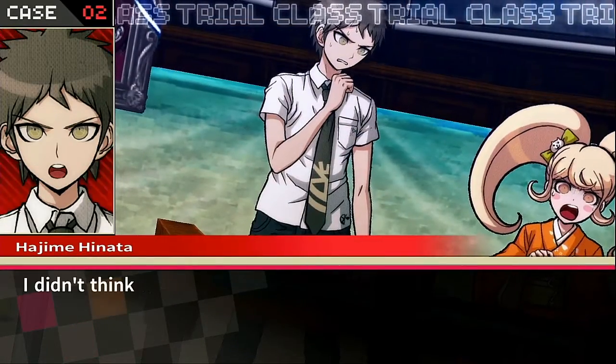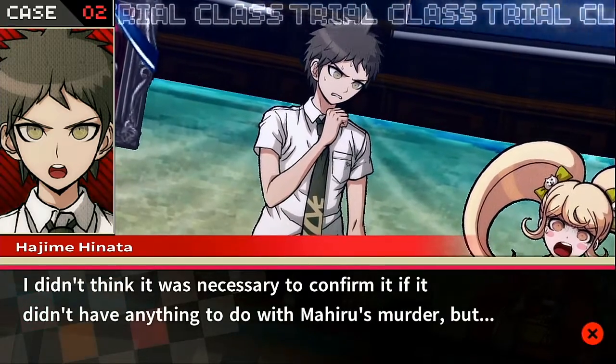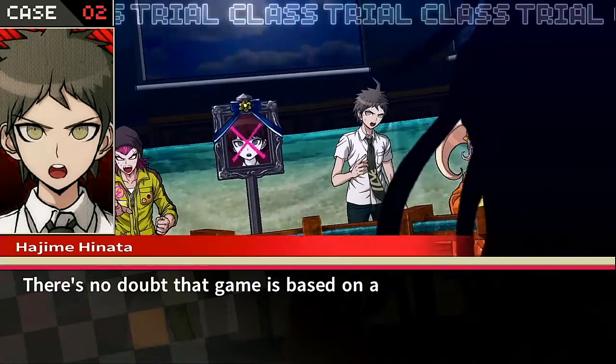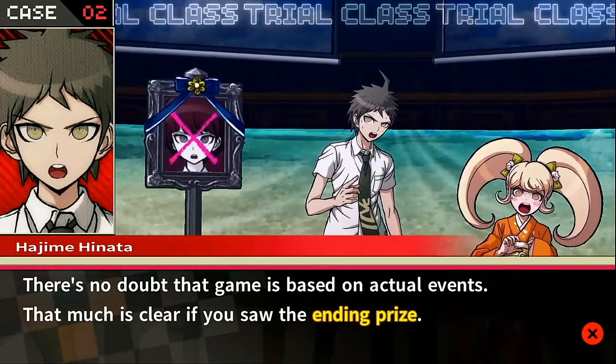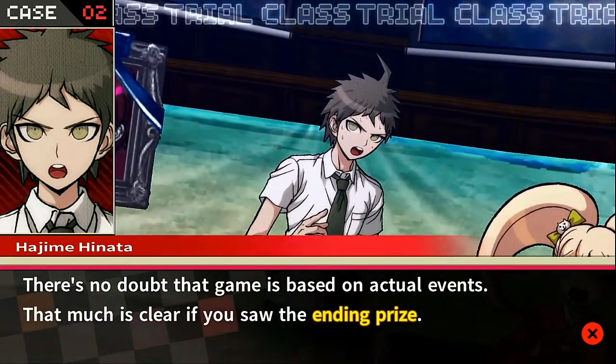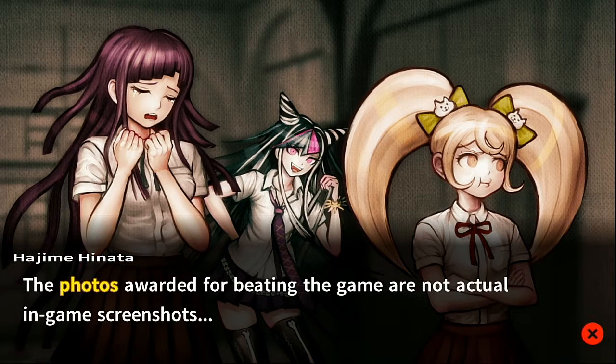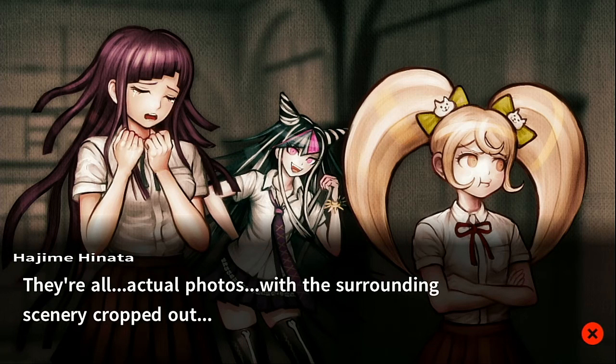I didn't think it was necessary to confirm it if it didn't have anything to do with Mahiru's murder, but... there's no doubt that game is based on actual events. That much is clear if you saw the ending prize. The photos awarded for beating the game are not actual in-game screenshots. They're all actual photos, with the surrounding scenery cropped out.